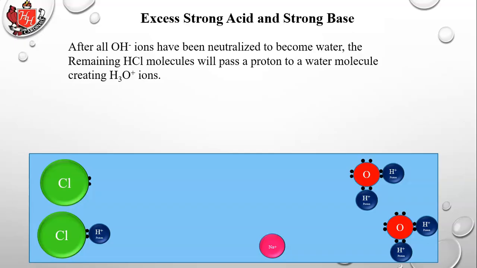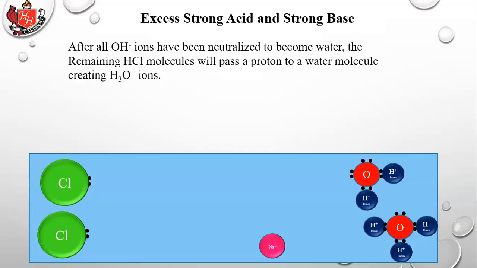After all hydroxide ions have been neutralized to become water, the remaining hydrochloric acid molecules will pass a proton to a water molecule, creating hydronium ions. So there it gets passed over. So its first choice is the hydroxide. That's a neutralization reaction. It produces Cl- and H2O, a water molecule. So that's still a neutral solution. Now the second hydrochloric acid, there were no more hydroxide ions for it, so we know it's going to 100% of the time pass its proton over to a water molecule to create a hydronium ion. So therefore we now have an acidic solution.